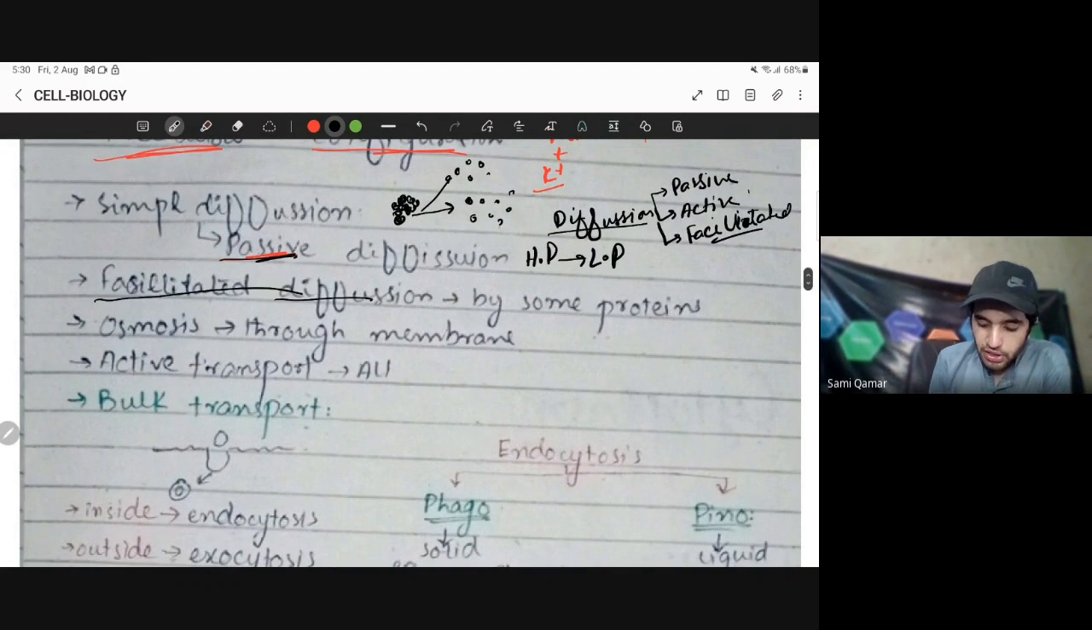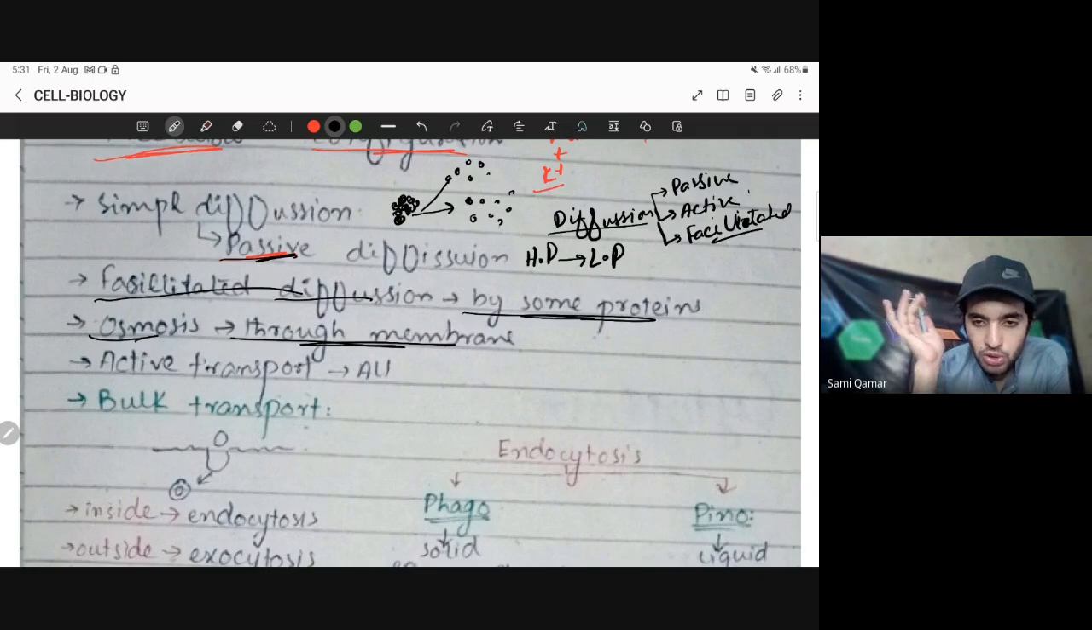Facilitated diffusion will happen via some proteins. Remember this thing. And then there is osmosis, which happens through a membrane. Whenever the name osmosis comes, remember it is happening via some sort of membrane. Maybe, as you know, the plasma membrane; anything coming out or inside of the plasma membrane, specifically water, is known as osmosis.